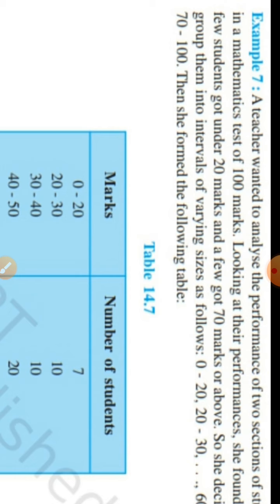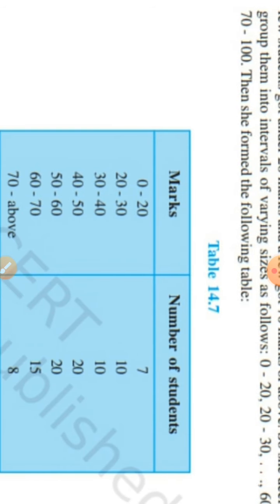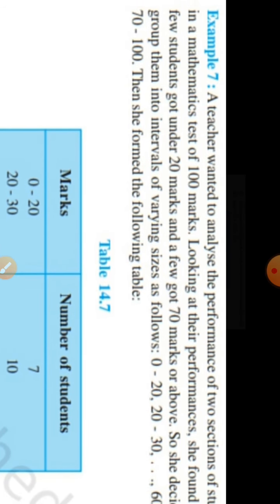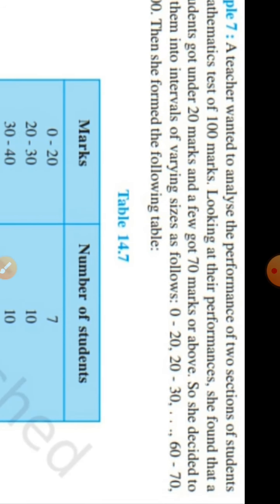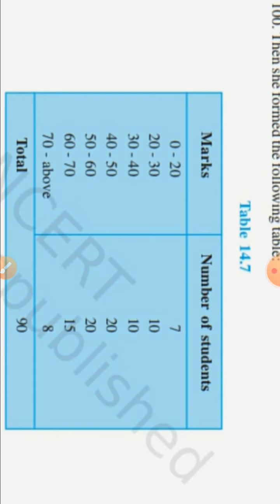That is not now the topic for us because that is the topic of lesson number 14. Now just look at the table. Actually, how many students total? Sorry, it is a 100 marks test. Total 90 students, that is given. 90 students are there and you just understand that table. 7 students obtained marks from 0 to 20. 10 students obtained marks from 20 to 30.